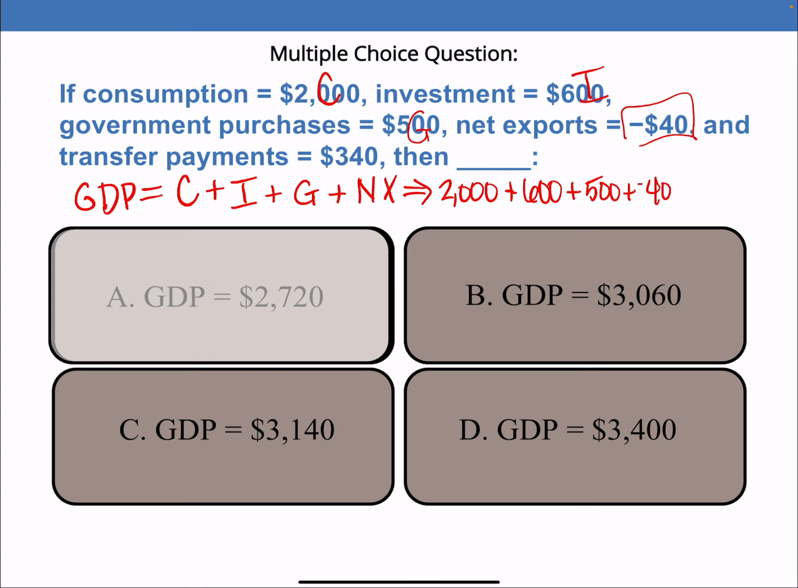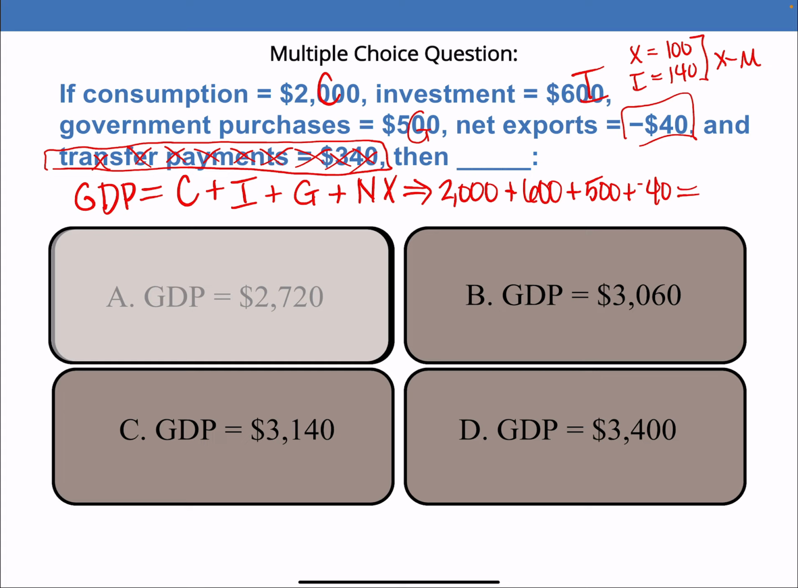So negative 40. Okay, and be careful because the question may not have given you net exports. It may have given you exports equals and imports equals. So maybe it said exports equals 100 and imports equals 140. And then you would have to know that net exports is X minus M, and that's where you would get the minus 40. Now, we have this transfer payment, and so often students are like, oh, well, she gives me the number, I must use it. No, no, no. Transfer payments are not part of our GDP equation, so we're going to ignore that.